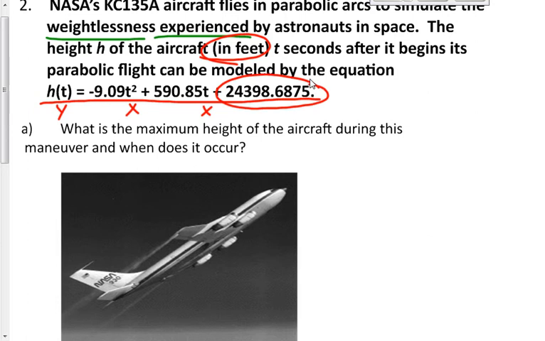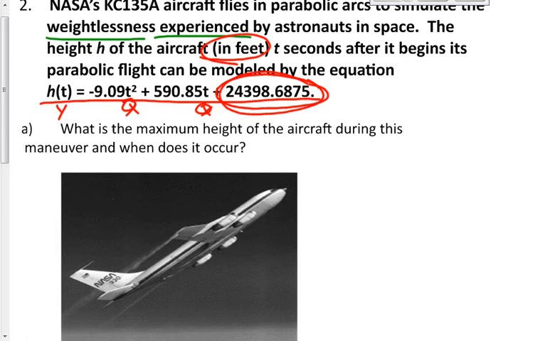So if my time is 0 and 0, okay? This number is a positive 24,000 feet. So I know that when it starts its parabolic flight, when time is 0, it's going to be this high up in the air, right? So that's pretty big, and I know it's just going to go up from there. So I know it has to be greater than 24,398 feet. I'm going to have to set my y-axis bigger than that.